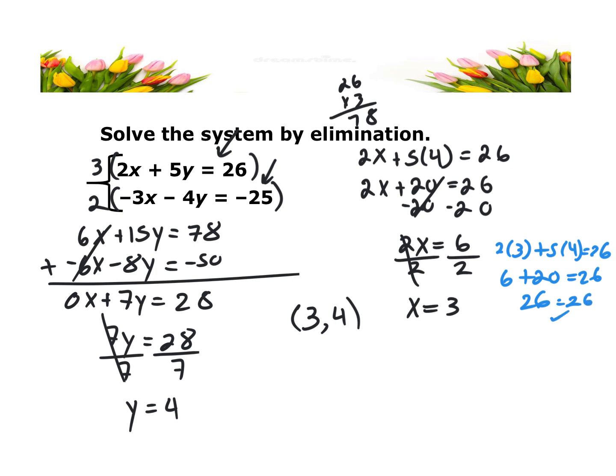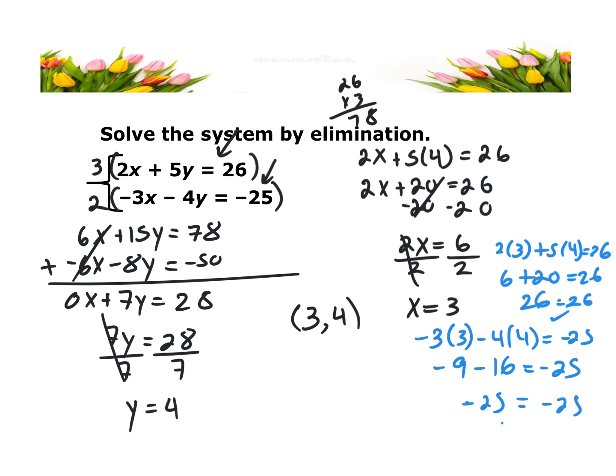We're going to plug it into the other one. So we're left with negative 3 times 3 minus 4 times 4 is equal to negative 25. So we're going to get negative 9 minus 16 is equal to negative 25. These end up adding to negative 25 is equal to negative 25. So you know it works.